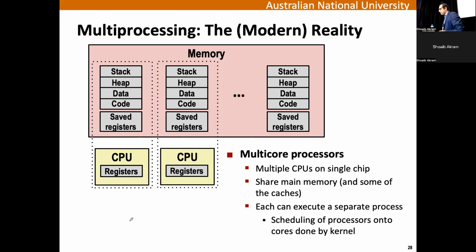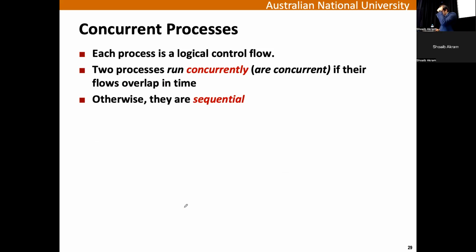Parallelism is when you have two separate CPUs and process A and process B at the same time are running on two different physical resources. So that is the distinction between parallelism and concurrency. Concurrency and parallelism both are important today. Okay. Concurrent processes: each process is a logical control flow. We already know that. If we have 10 processes that are mapped to the same physical CPU, we have 10 logical control flows, and we have one physical control flow.